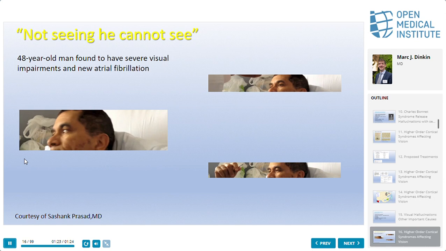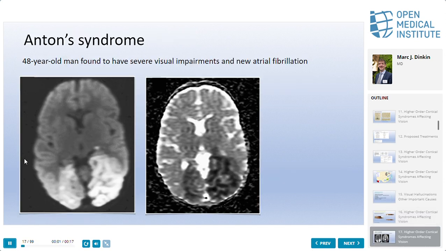Okay, and we see here, this guy, this is diffusion weighted. What do you see here, guys? He has atrial fibrillation, emboli to both occipital cortices. Here's the ADC map showing the two strokes. Infarction, yeah, bilateral, very sad. Okay, but this is called Anton syndrome.